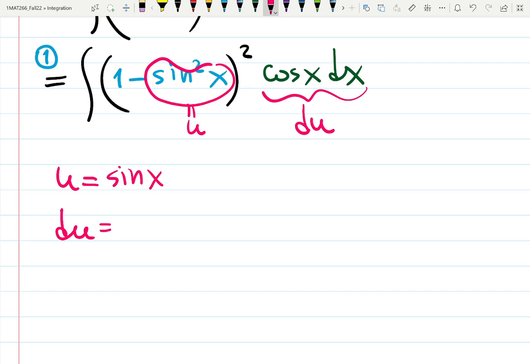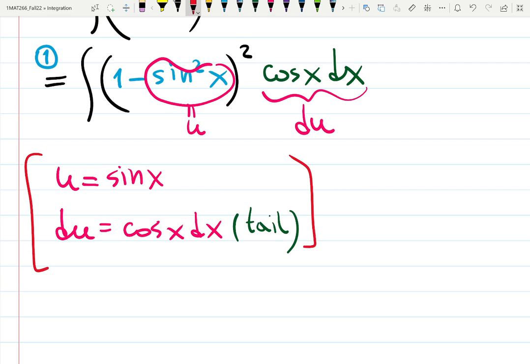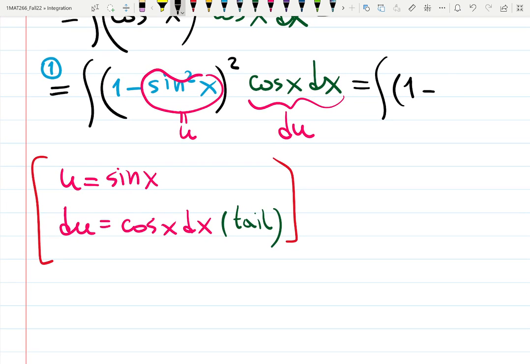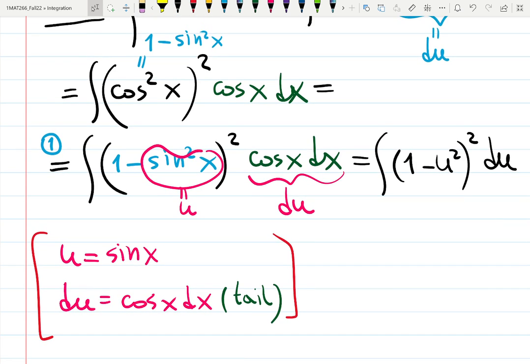Du is that tail, cosine x dx. That tail, I call it tail. It was waiting to be du. The integral becomes, can you read me? Anyone wants to read? 1 minus u squared, all squared, du. And I will stop here and ask you if it's too fast. What do you think? Yes?